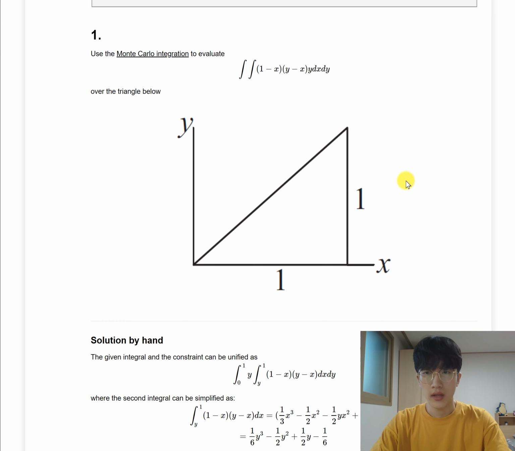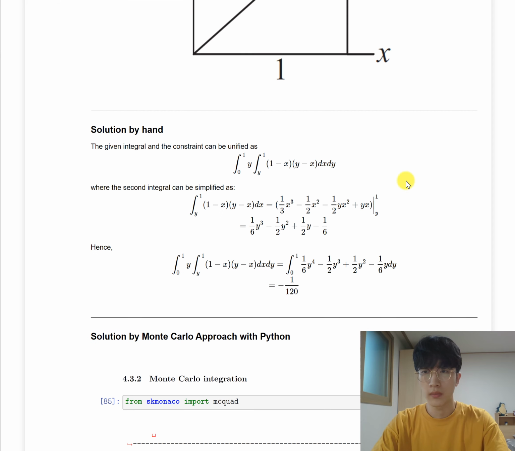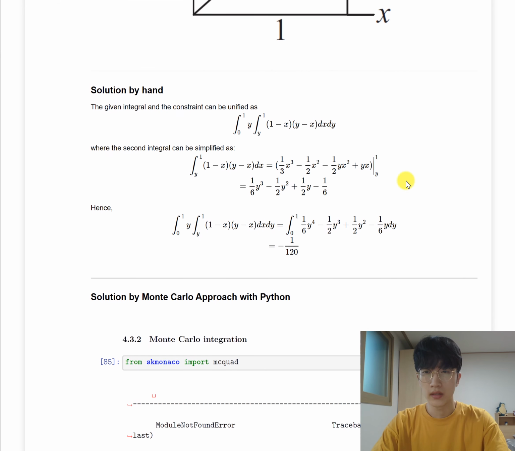First, to obtain the analytical solution, I solve the problem by hand. The integral and constraint can be combined, so this is the result of the combination. Then we can simplify the inner integral, which results in a function with x eliminated. So this is the x eliminated result.